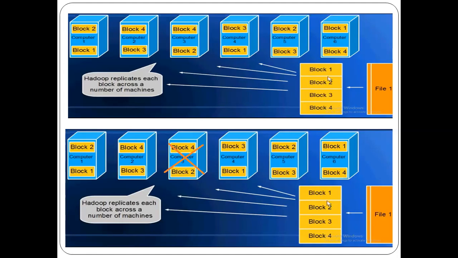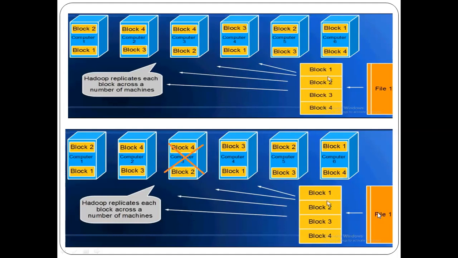Similarly, block 2 you can observe is also stored in computer 1, computer 3, computer 5. So computers 1, 3 and 5 also have block 2. So even if any one computer fails, block 2 can be retrieved from other computers, right? Here I assumed the previous case that computer 3 failed because of some problem.